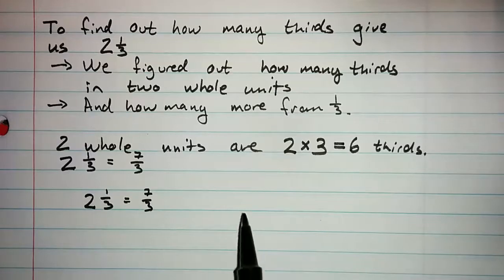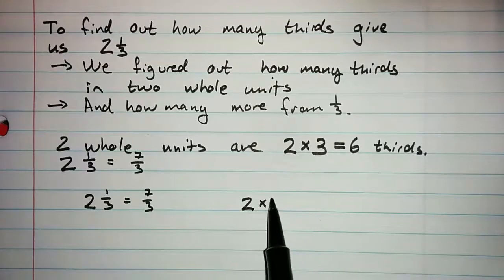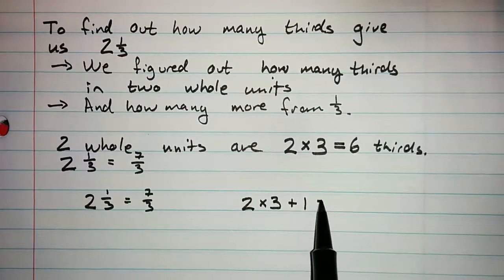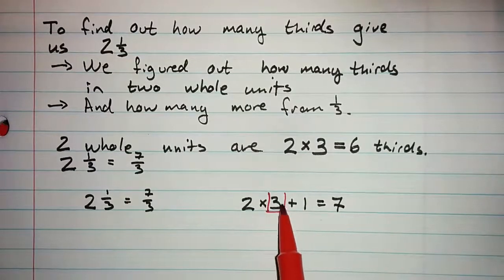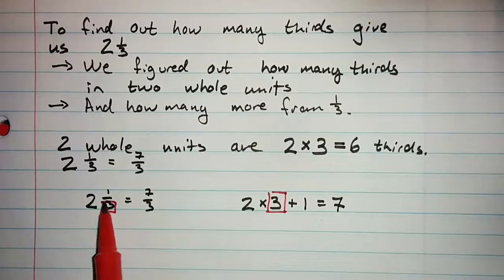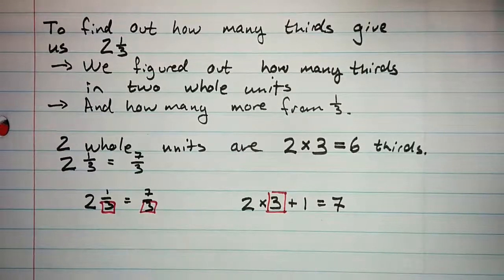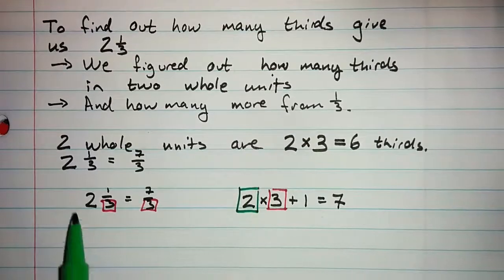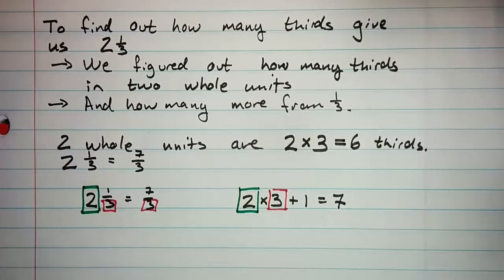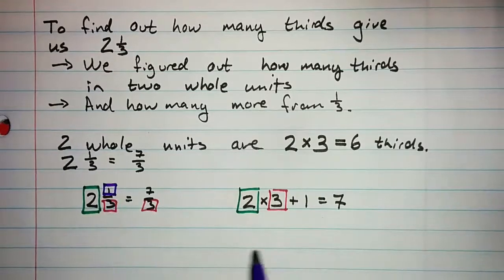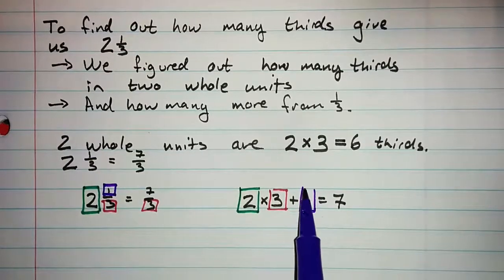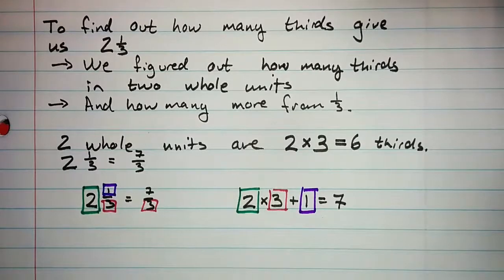How did we get the 7? 2 times 3 plus 1 gave us 7. Right, why 3? Because we're talking about thirds. Why 2? That's how many whole units we had. And why 1? Well, we had an extra 1/3. Right, we can always use this process when we're going from a mixed number to an improper fraction.